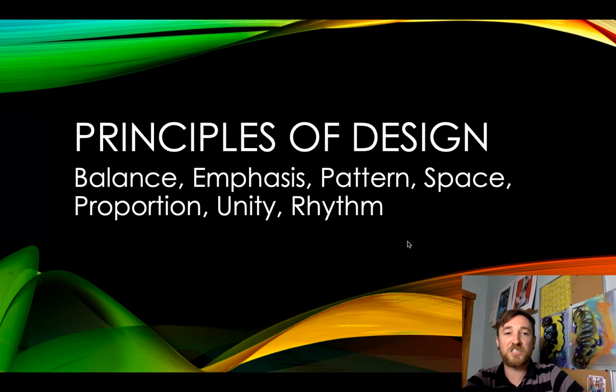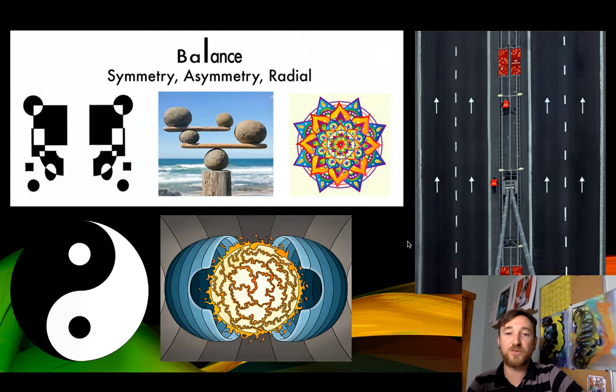So let's shift to the principles of design. I'm going to go over balance, emphasis, pattern, space, proportion, unity, and rhythm. I'm going to begin with the big three, in my opinion, the strongest ones that are often evident in artwork and utilized and really speak to how our eyes are drawn to them. A lot of this has to do with how our brains evolved and what our brains have evolved to like seeing. It's important to realize that you see with your brain and not with your eyes.